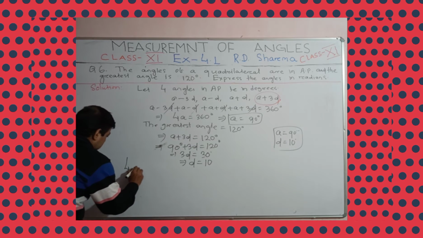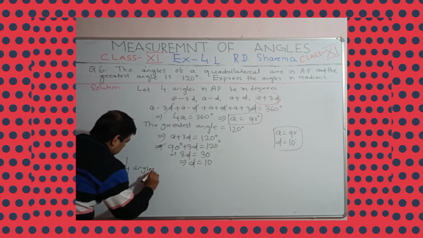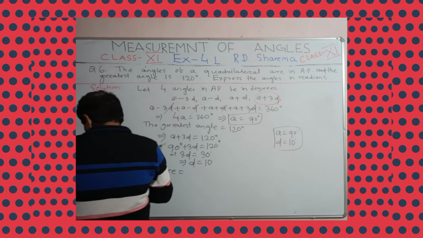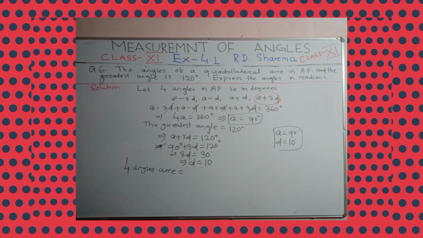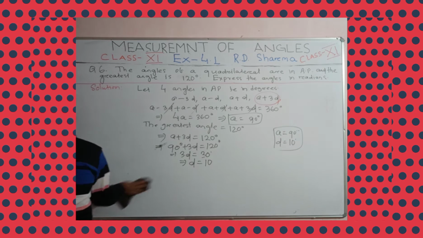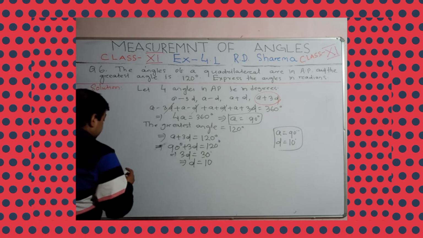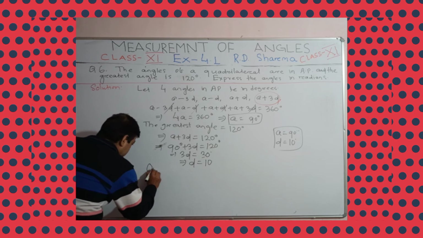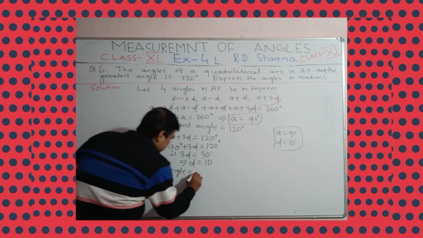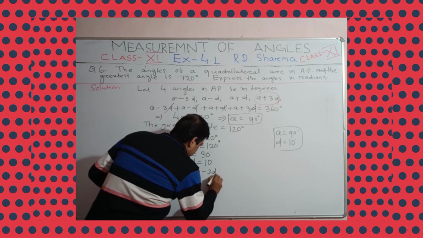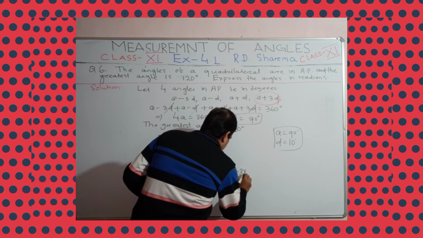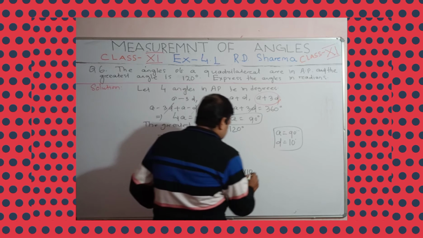The four angles are: let the first angle be A minus 3D. The value of A is 90 minus 3 into 10. So it will be 90 minus 30, which is 60 degrees.